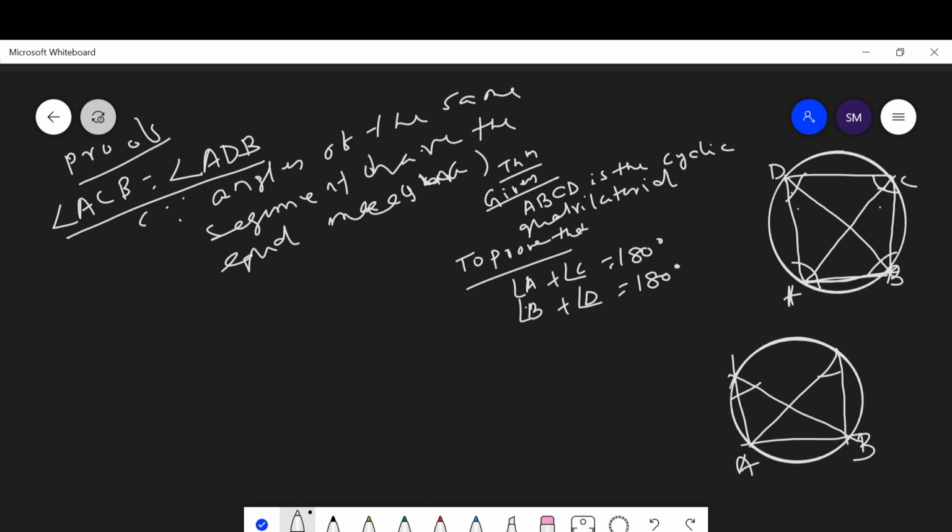Then let us consider BC. Having considered AB, next we consider the chord BC.